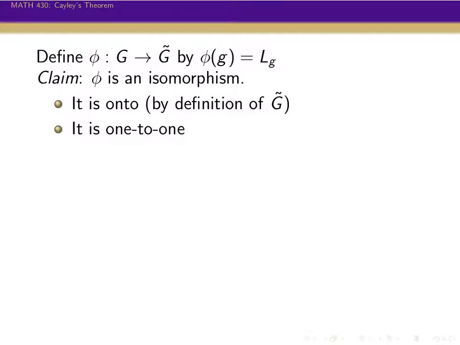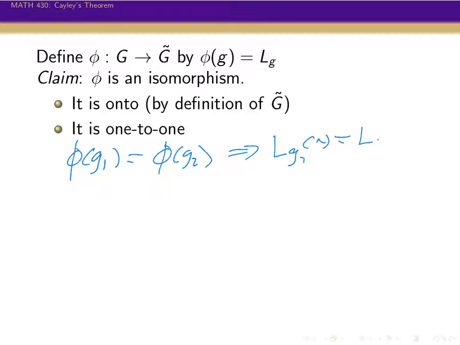It is one-to-one if, suppose phi of g1 equals phi of g2. That means that L sub g1 of a equals L sub g2 of a for all a in G.